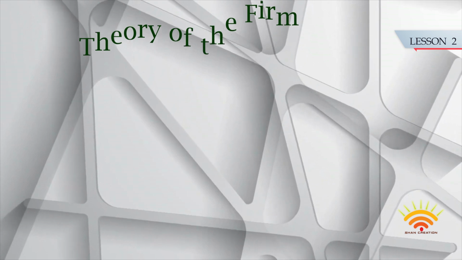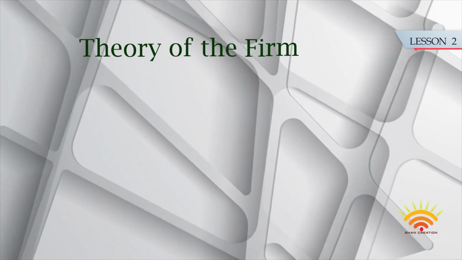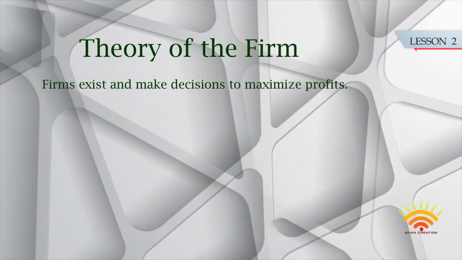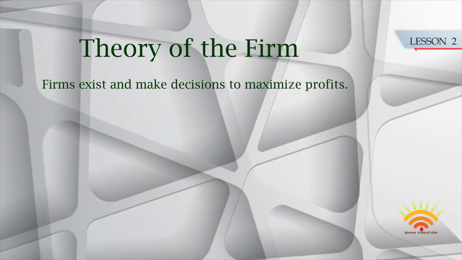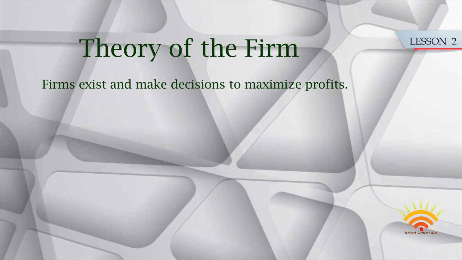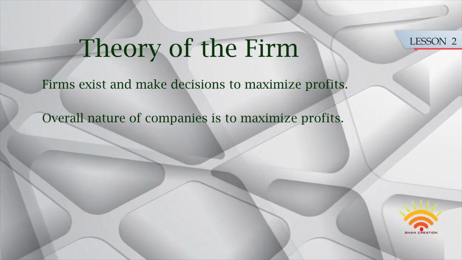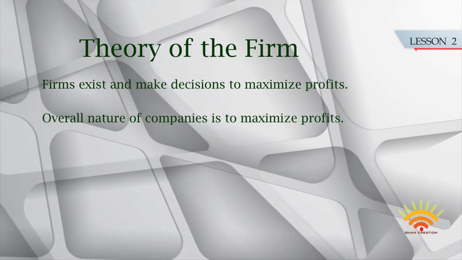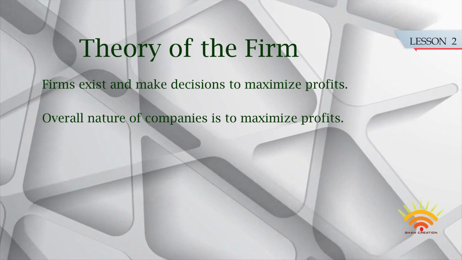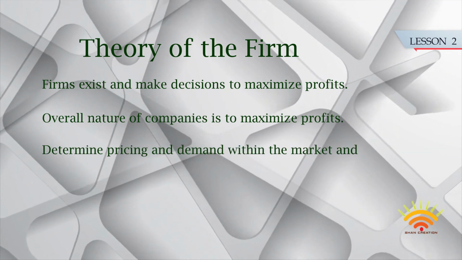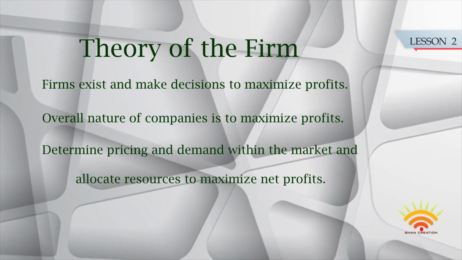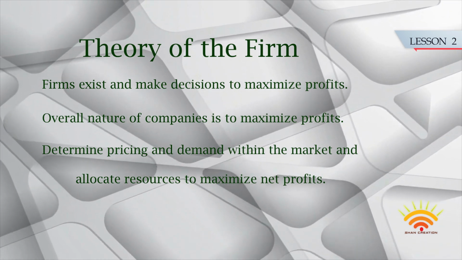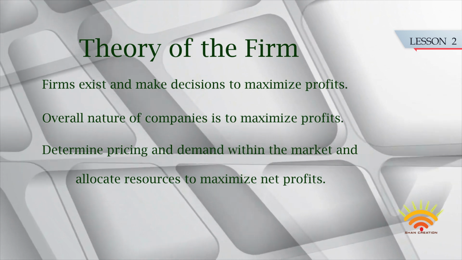The theory of the firm. The theory of the firm is the microeconomic concept founded in economics that states that firms exist and make decisions to maximize profits. The theory holds that the overall nature of companies is to maximize profits, meaning to create as much of a gap between revenue and cost as possible. The firm's goal is to determine pricing and demand within the market and allocate resources to maximize net profit. The overall target of the organization is to maximize profit, that is, keep a good gap between the revenue and cost.